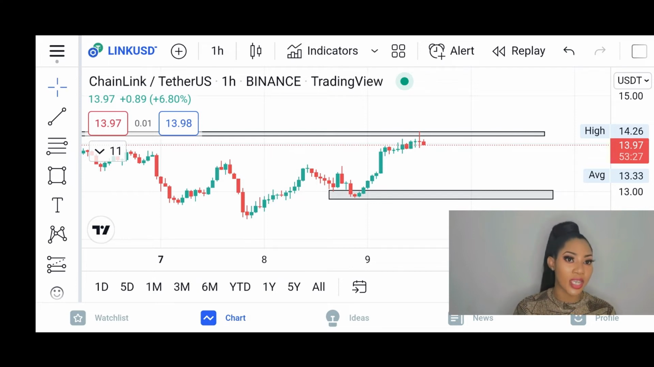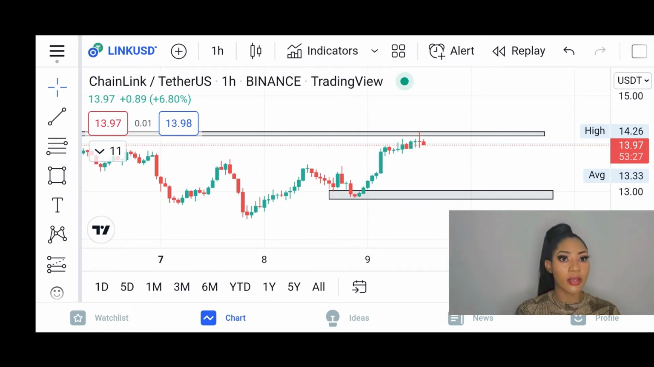So the first thing you want to do is identify your next support level, which is going to be your take profit, and then you identify your SL. Your SL should be any point above the resistance. So once the price breaks above the resistance, you take your loss. So from this Chainlink now, your SL should be around 14.4, while your take profit should be around 13.1.